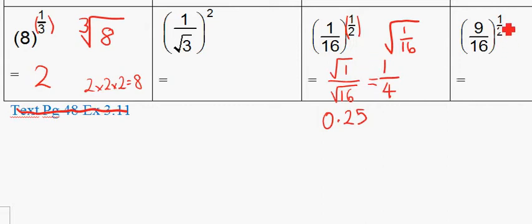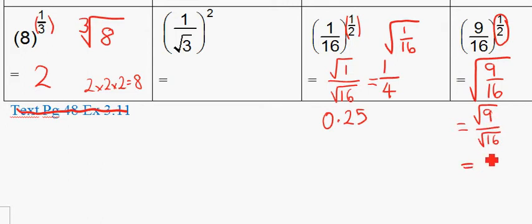This one, of course, becomes easier if we remember that raising a number to the power of a half is the same as finding the square root of that number. Because both these numbers have nice square roots, they're both square numbers. 9 is a square number, 16 is a square number. It's okay when you're finding the square root of a fraction to split it up. Square root of 9 is 3 and the square root of 16 is 4. So if you did this one on a calculator, you might have got 0.75.